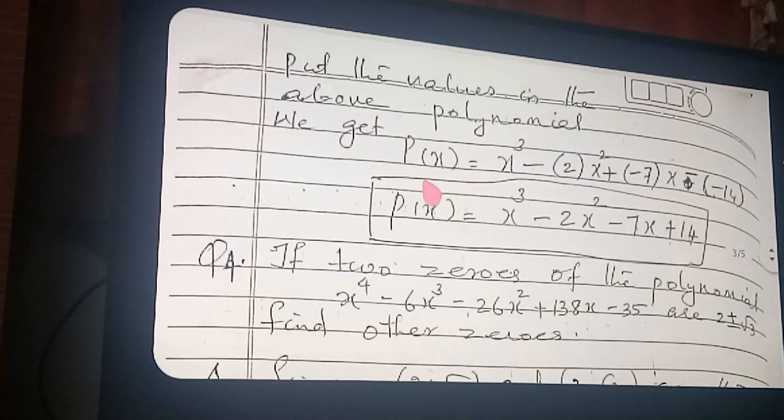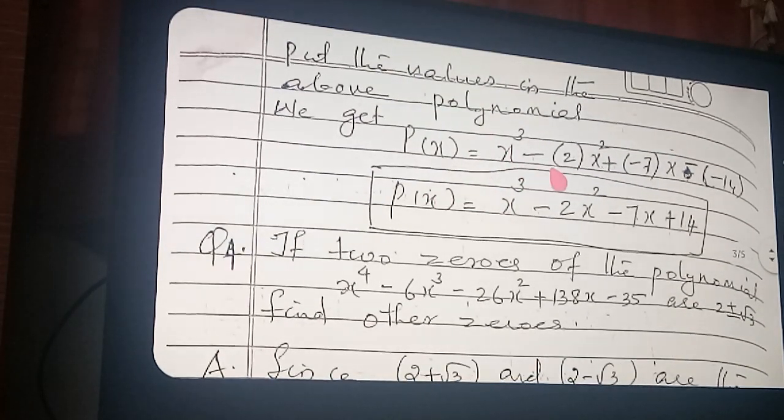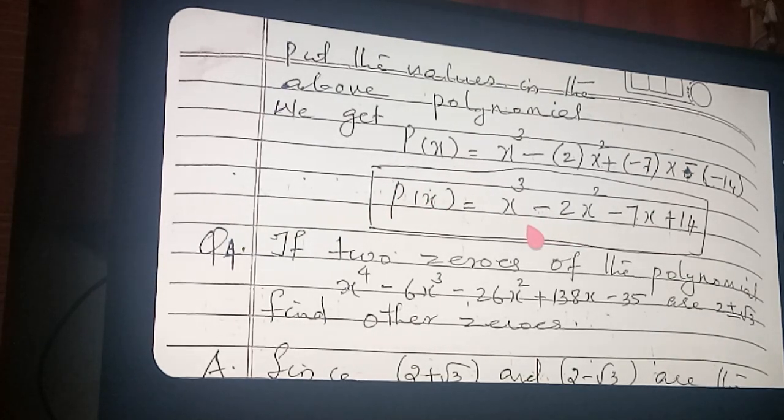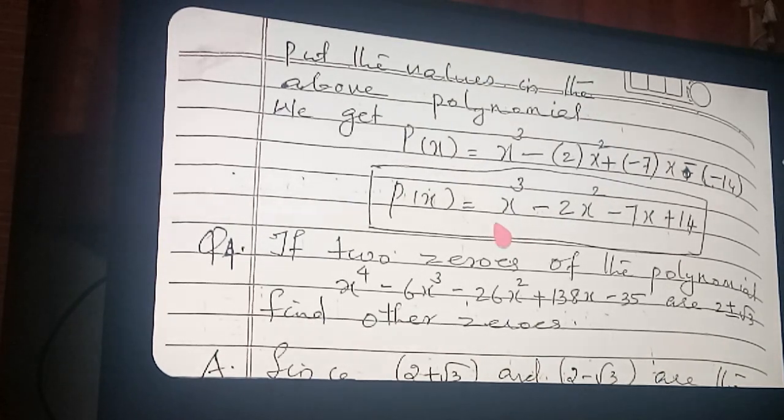Okay. Then you put all these values in the above polynomial. So we get P of x is equal to x cube. In the place of alpha plus beta plus gamma what will we write? 2. In the place of alpha beta plus beta gamma plus alpha gamma what will we put? Minus 7. Alpha beta gamma what will we put? Minus 14. Okay, I already kept the values now. Now x cube minus 2x square minus 7x, this minus and this minus together will become plus 14. So you already got the cubic polynomial. P of x is equal to x cube minus 2x square minus 7x plus 14.